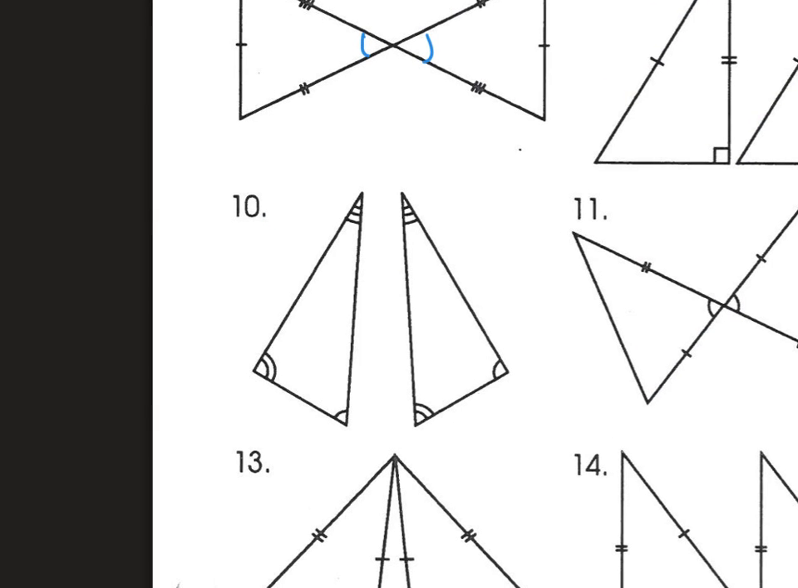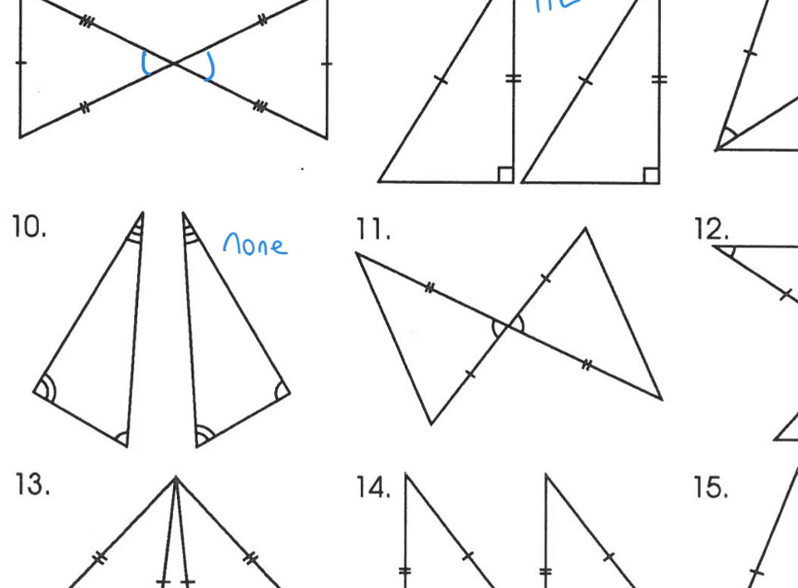Number 10, nothing but angles. We can totally prove these similar to each other, but there's no congruence postulate that we can use. So I'll just say none. And number 11, they give us a bow tie problem, and they even marked the vertical angles for us. So we have 2 sides and the included angle. This is side, angle, side.